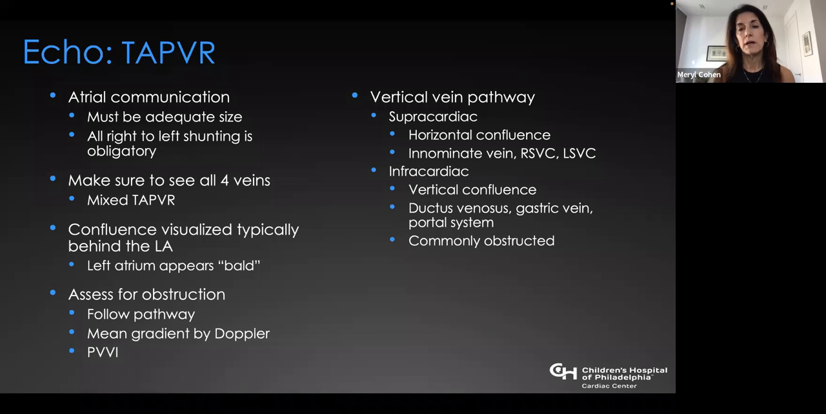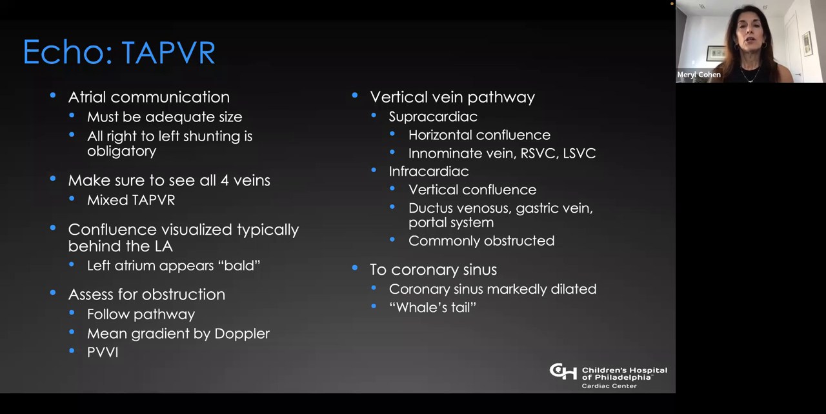And this form of total anomalous pulmonary venous connection is commonly obstructed for a number of reasons. The ductus venosus is a fetal structure which closes soon after birth, and so that can cause constriction at that level. There can be constriction as the vertical vein passes through the diaphragm. There can be obstruction just by nature of the length of the vertical vein and the fact that it has to sort of make a 180-degree turn to get the flow back to the systemic venous side.